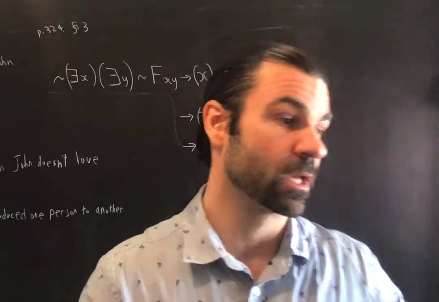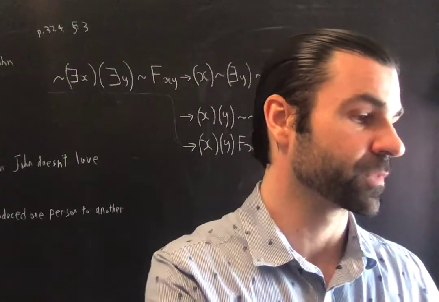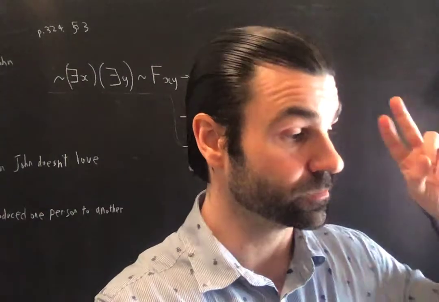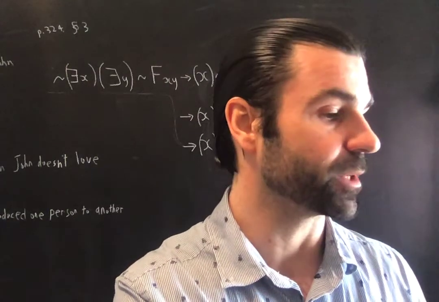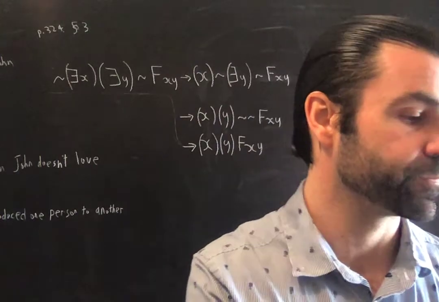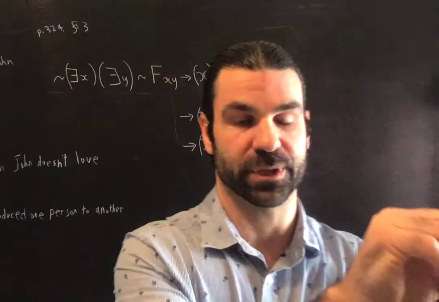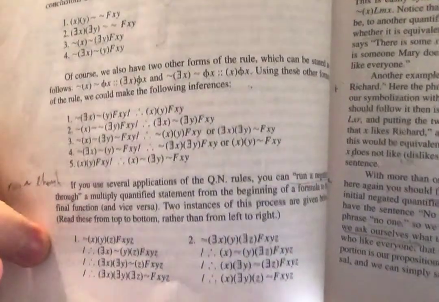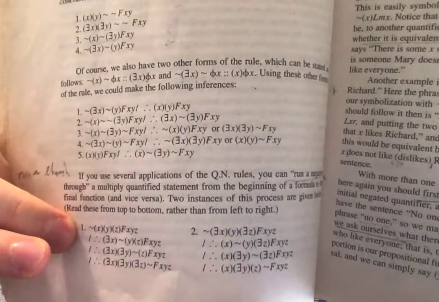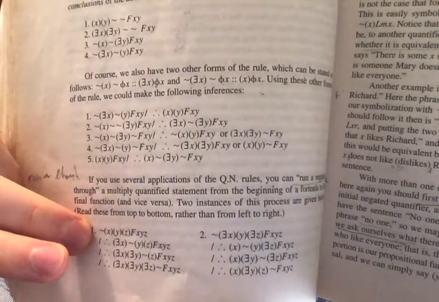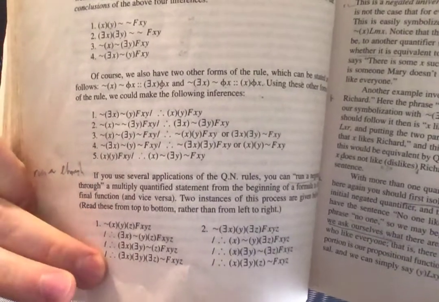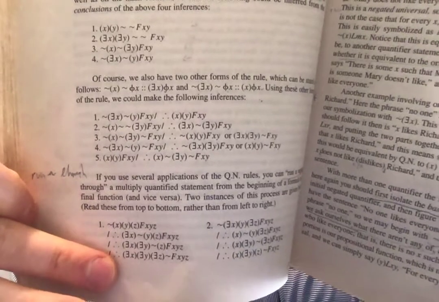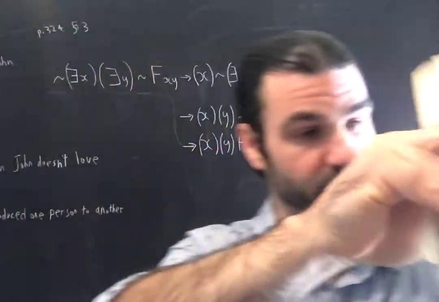And when she says at the bottom of 324, if you use several applications of the QN rules, you can run a negation through a multiply quantified statement from the beginning of the formula to the final function. Run a negation through, right? So that's these ones here at the bottom. See what she means here by running a negation through from there to there to there. So the negation goes from the beginning, negates the overall form, so it's a negation here, and then that negation, after several applications of the QN rules, goes to in front of the propositional function.